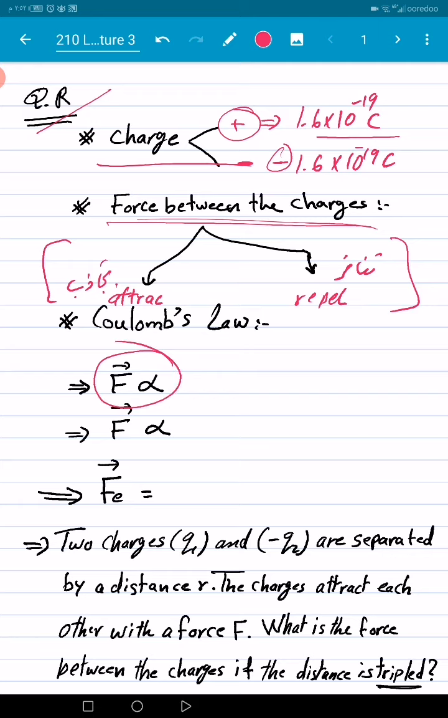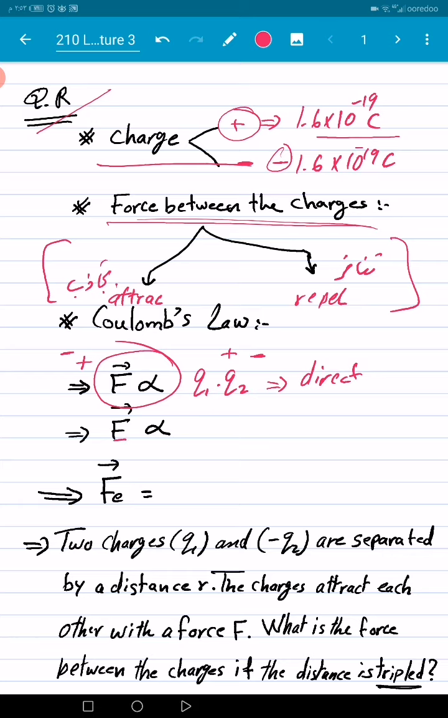the force is directly proportional to the amount of the charges Q1 and Q2. If the electrostatic force is higher, that means the amount of the charge is higher, so directly proportional. If it's lower, that means the amount of the charge is less.